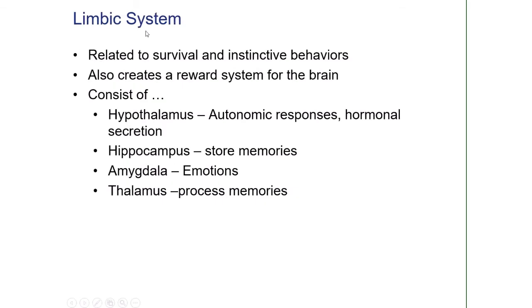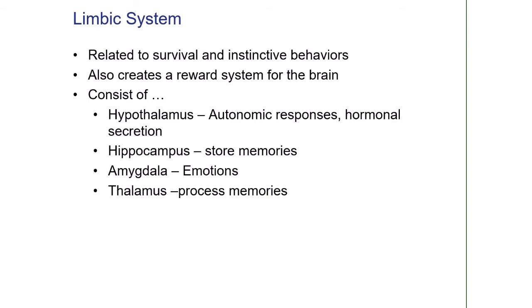Next, we have the limbic system, which is a system that is related to survival. Through our experience, if we encounter things that enhance or decrease our survival, the limbic system will remember these experiences and use them to help make instinctive decisions in the future. The limbic system is also the reward system of the brain. So when you do something that makes you feel good, it will activate the limbic system, and you would have a desire to do it again.